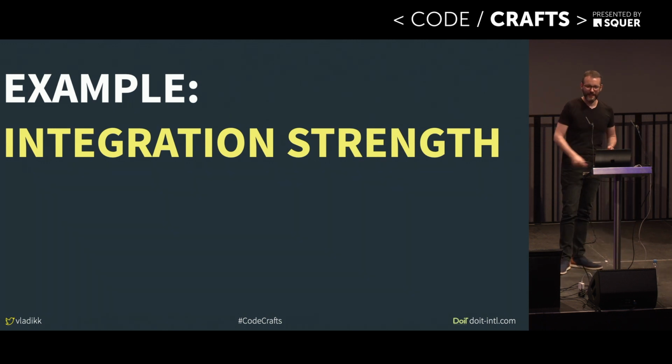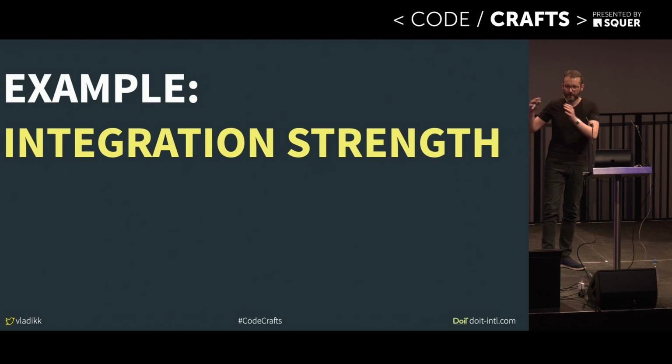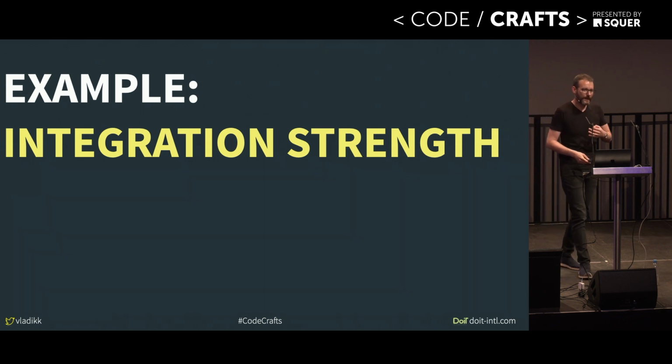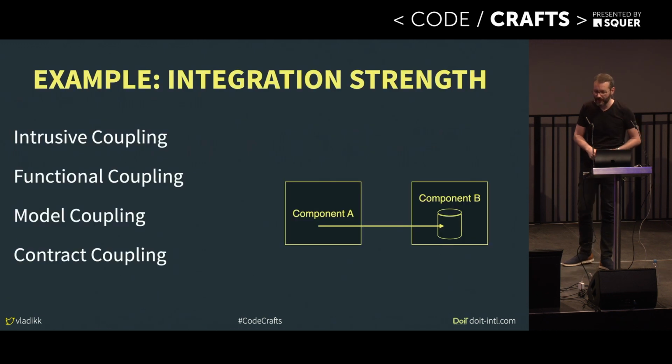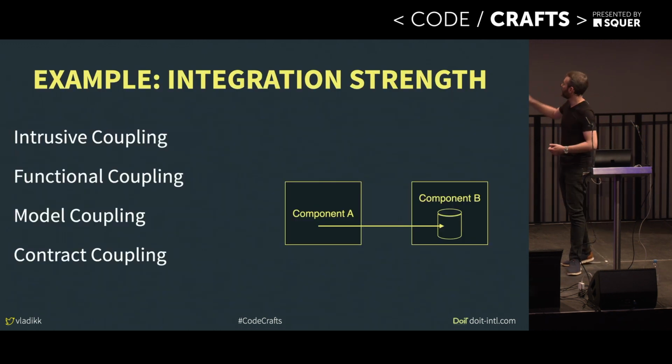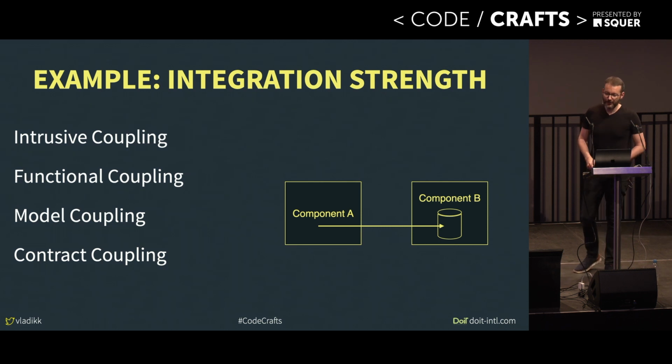So, a quick example of integration strength. We usually say that working with another microservice's database directly is a big no-no. You should never do it. Let's use that example of working with another component's database and see where it can put us on the integration strength scale. So first, if component B is not aware of that integration taking place, that component A is going there to read those values, that's a private interface, and that's intrusive coupling.